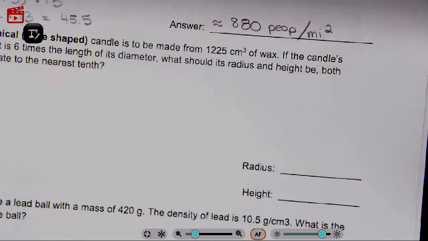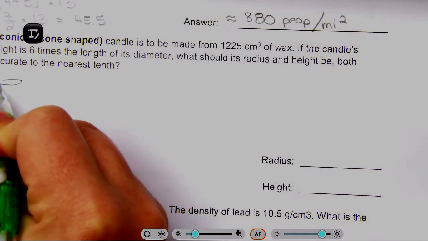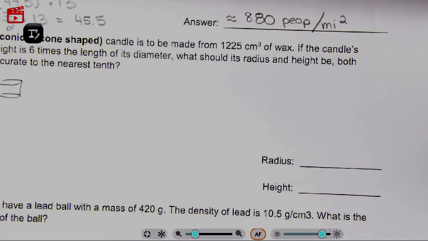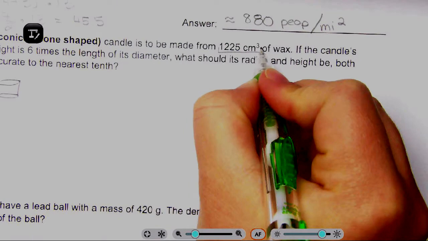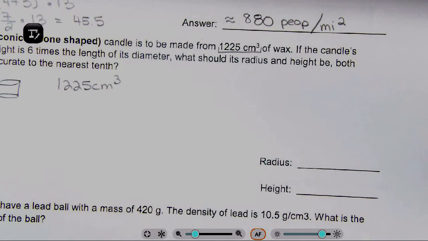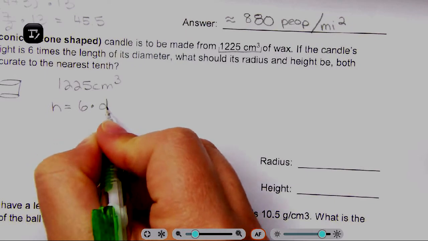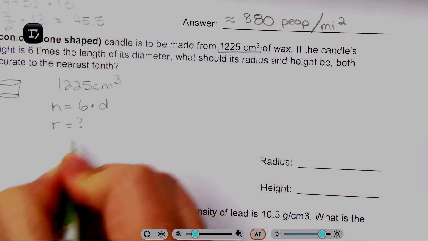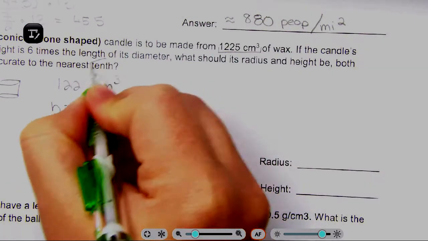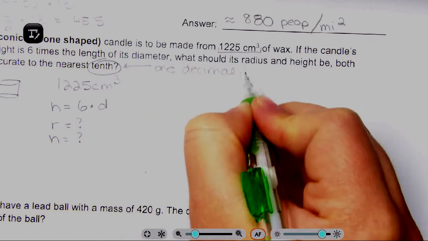A conical, which means a cone-shaped candle. So we're going to be drawing a cone. Is made from 1,225 centimeters cubed of wax. So we know centimeters cubed of wax. That means we have volume. If the candle's height is 6 times its diameter, what should the radius be and the height, both accurate to the nearest tenth? That means 1 decimal place.